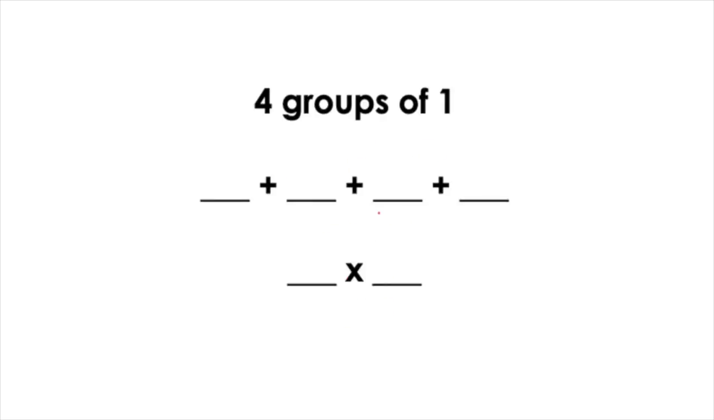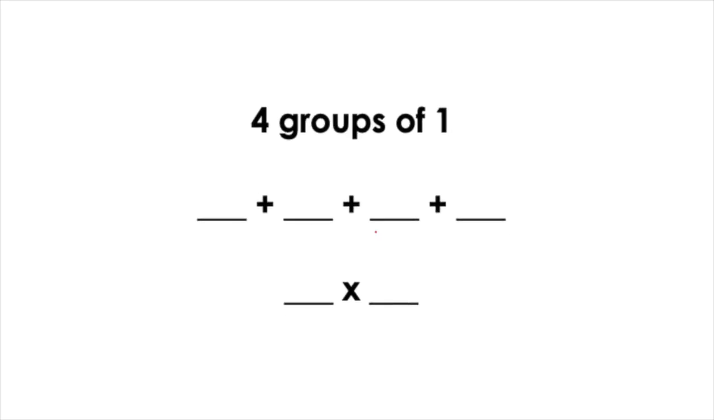Let's try another repeated addition. Here we have 4 groups of 1. That's like saying that we have the number 1 4 times. 1, 1, 1, 1. 4 of them. 1 plus 1 plus 1 plus 1 is the same as 4 times 1. And that would be 1, 2, 3, 4. 4 times 1 equals 4.